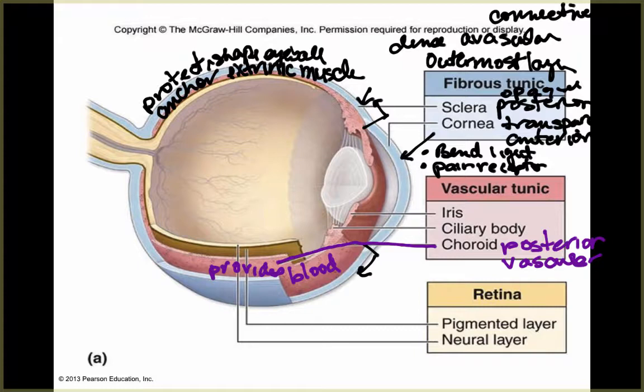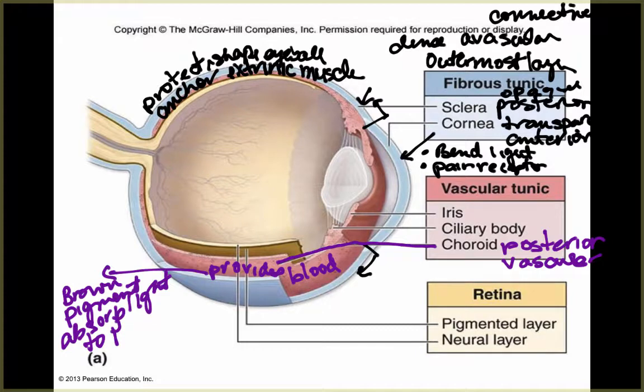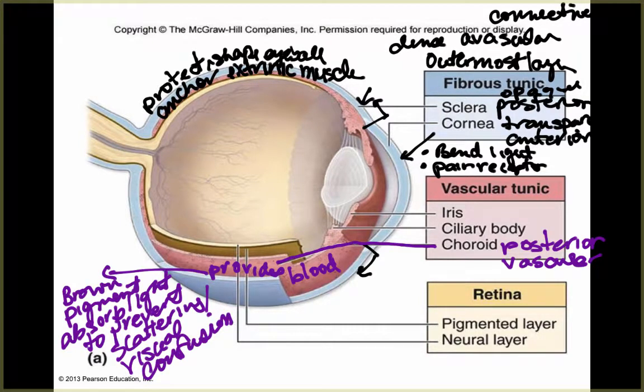Now this guy is also, put it right out here. It also has a brown pigment that's part of it that helps to absorb light to prevent light scattering, and what's known as visual confusion because you have too much light there. So that's a choroid.